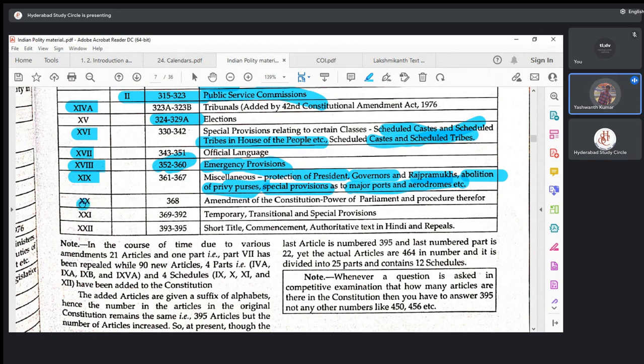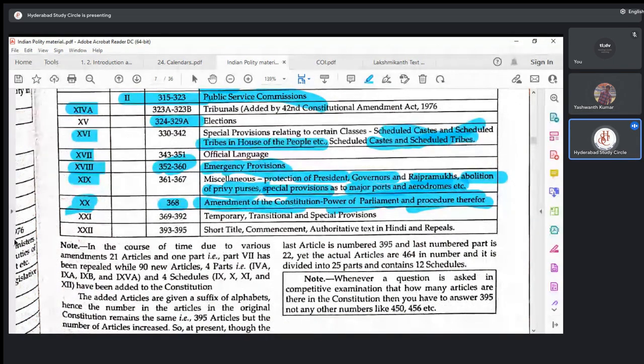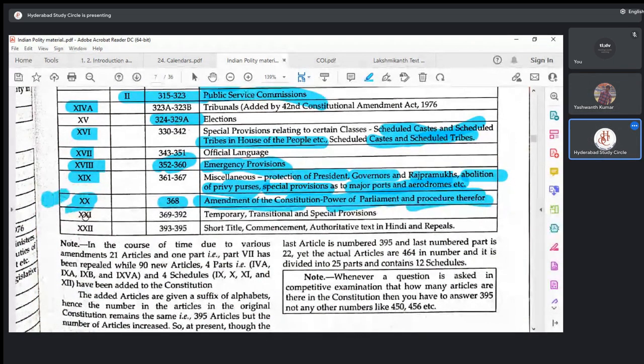Part 20, Article number 368, amendment of the Constitution, power of Parliament and procedure thereof. This is important. Next, Part 21, Article number 369 to 392, temporary, transitional and special provisions.